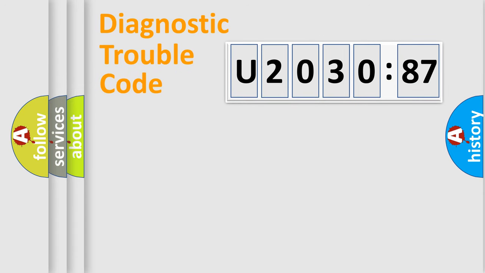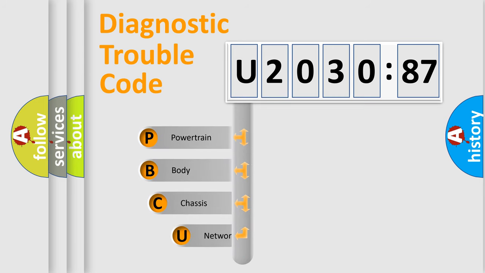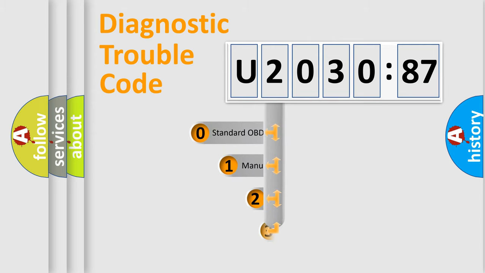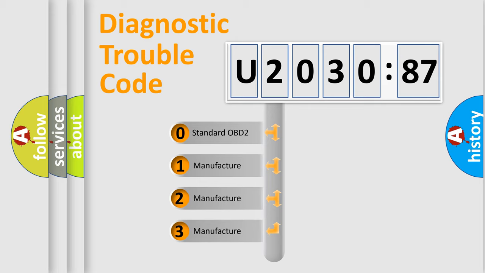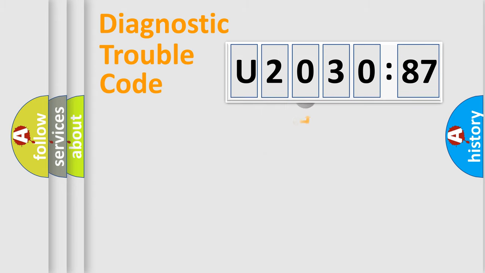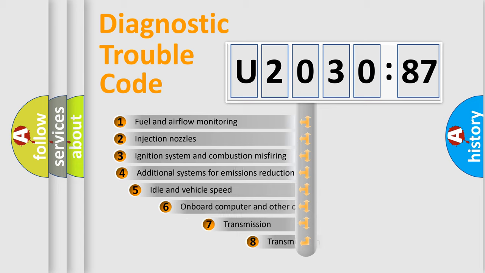Let's do this. First, let's look at the history of diagnostic fault code composition according to the OBD2 protocol, which is unified for all automakers since 2000. We divide the electric system of the automobile into the four basic units: powertrain, body, chassis, network. This distribution is defined in the first character of the code. If the second character is zero, it is a standardized error. In the case of numbers 1, 2, 3, it is a more specific expression of a manufacturer-specific error.